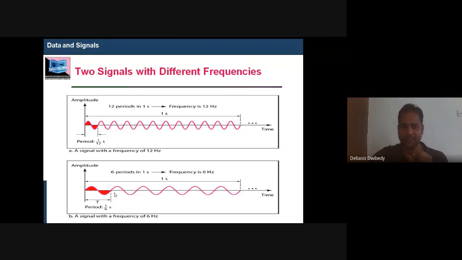So 1, 2, 3, 4, 5, 6. So 6 times this is repeated. So its frequency is 6 hertz. So you can understand from these examples what is frequency exactly and what is a period. The time required for this signal to exhibit one pattern is nothing but the period, and the repetition of the period in 1 second is nothing but the frequency.